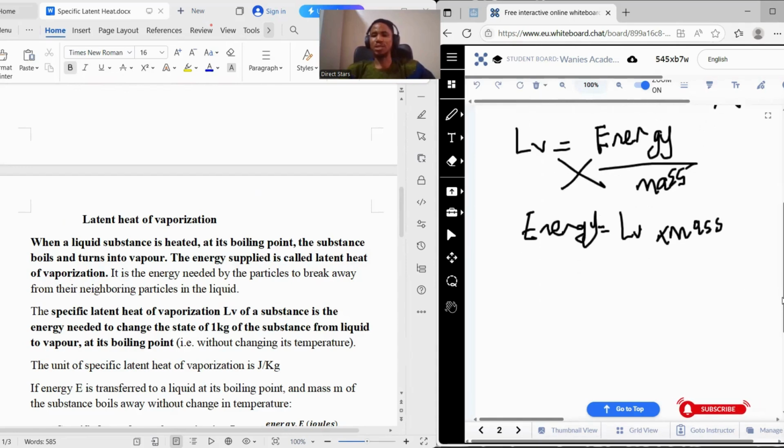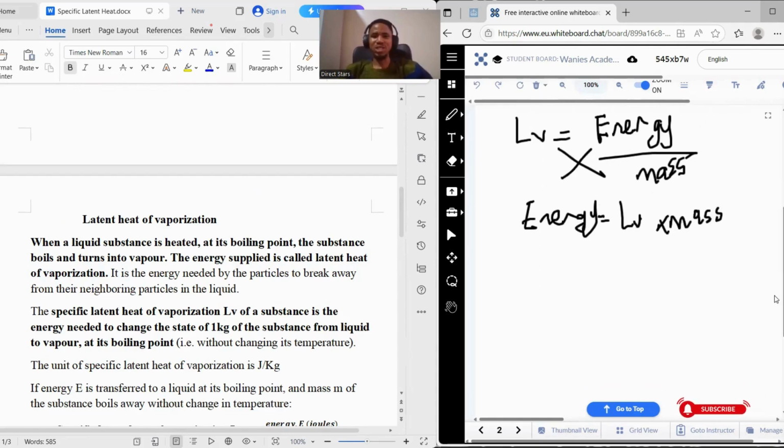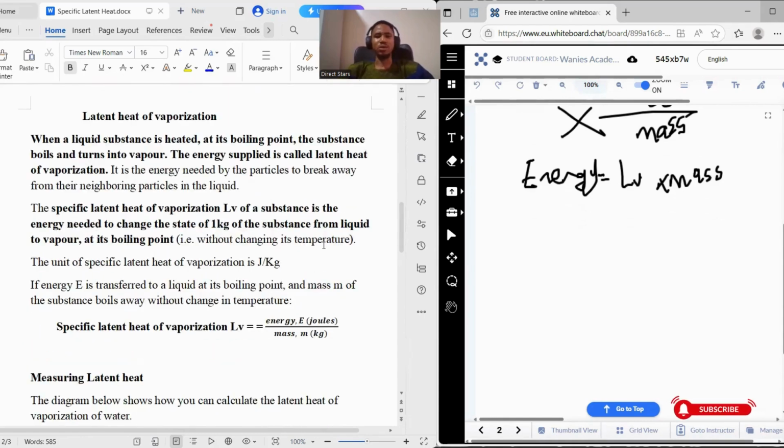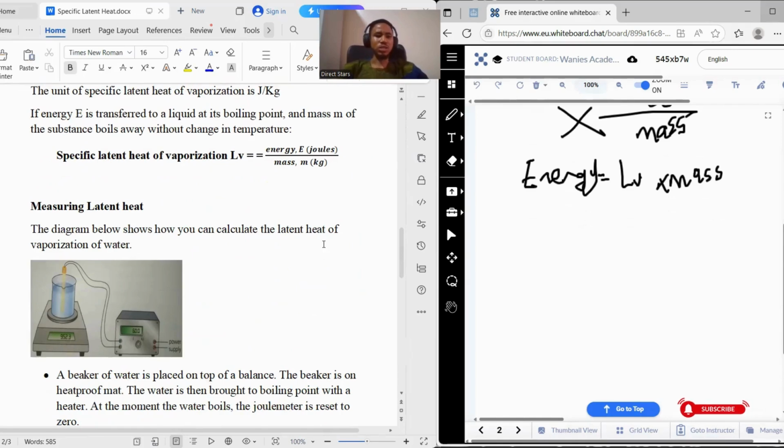LV multiplied by mass. Now, your question is, how do we know the mass of the vapor? This is how to know the mass of a vapor. How do we calculate that? So now let's go to this.